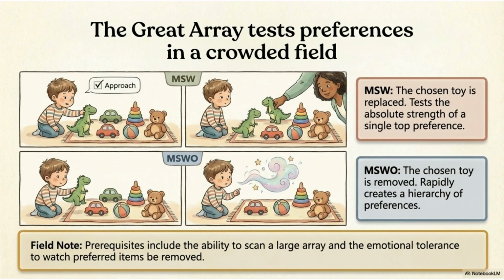The great array tests preferences in a crowded field. The MSW, or multiple stimulus with replacement, tests the absolute strength of a single top preference. The MSWO, or multiple stimulus without replacement, rapidly creates a hierarchy of preferences by removing the chosen item.